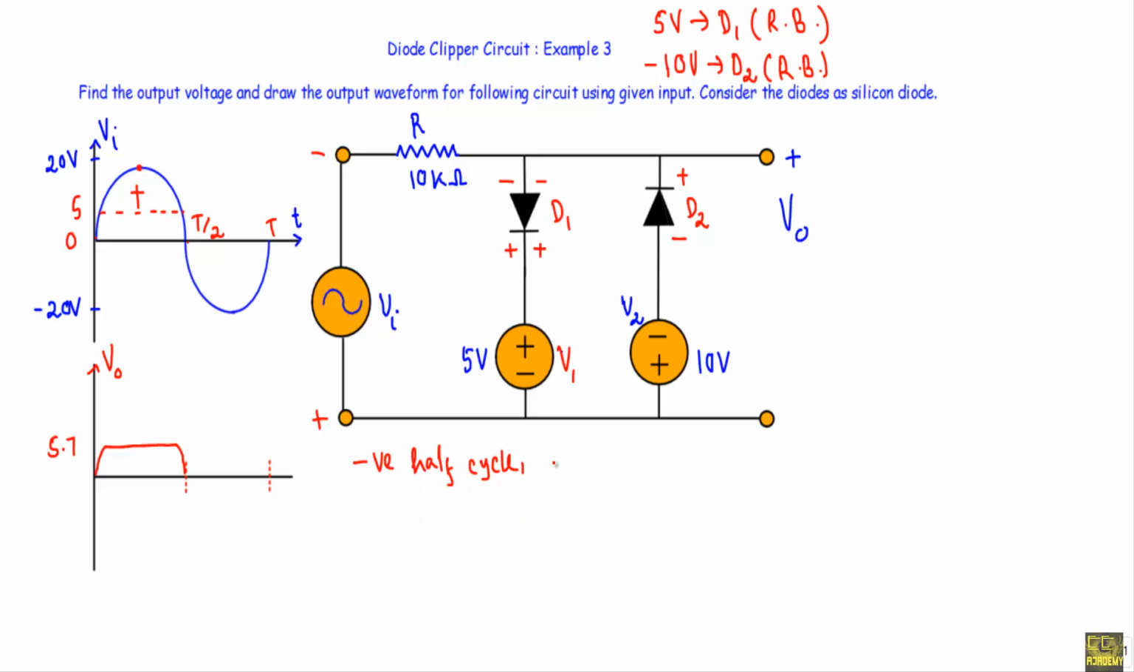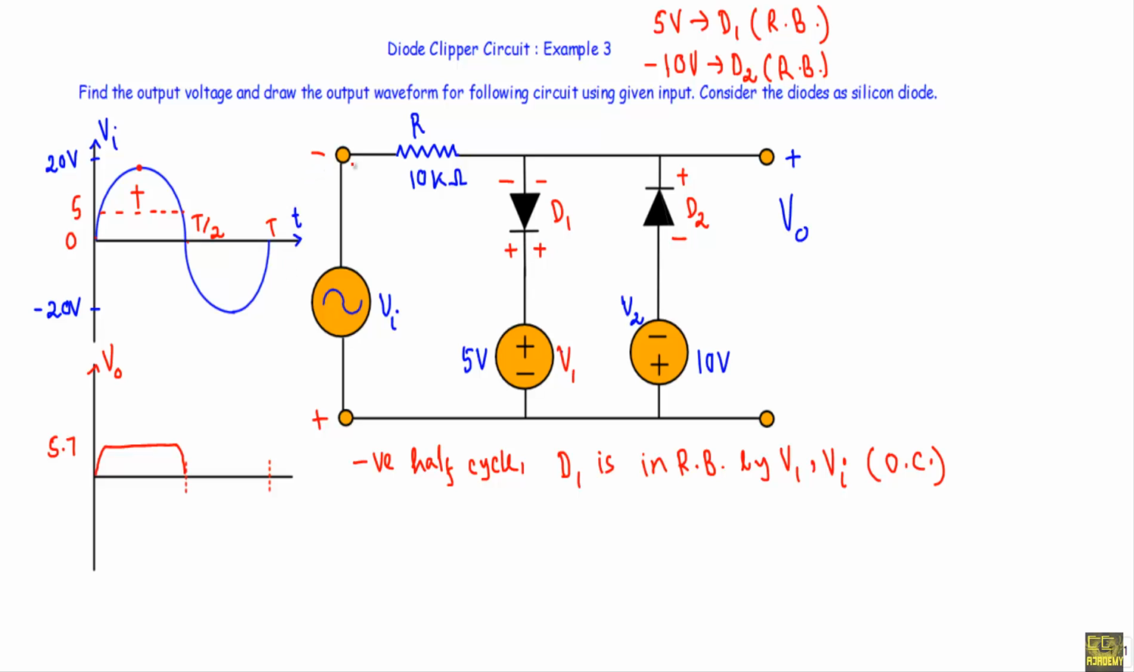So during negative half cycle, the diode D1 is in reverse bias due to the bias voltage V1 and the input voltage Vi. So we can replace that with an open circuit during negative half cycle.